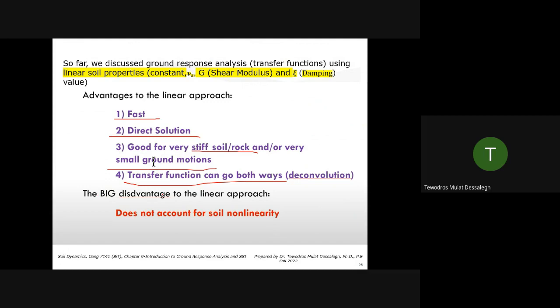The big disadvantage of the linear approach is that it does not account for soil nonlinearity. So we still have some limitation. When you do the transfer function, you can do it upward or downward. We call it convolution when we go up, and we call it deconvolution when we go down.